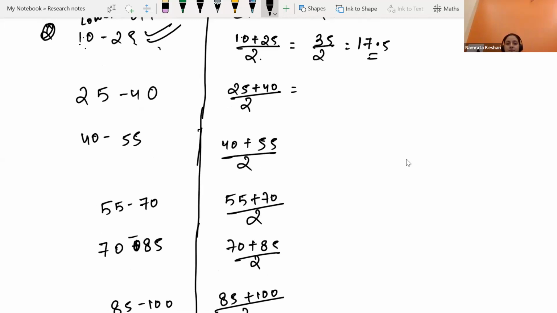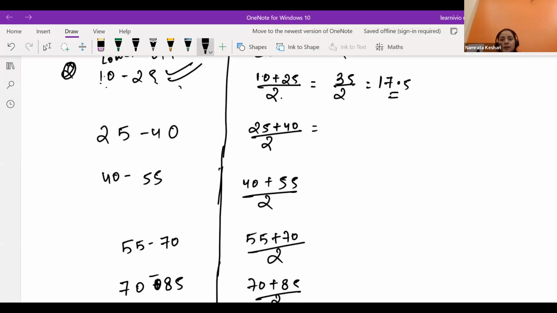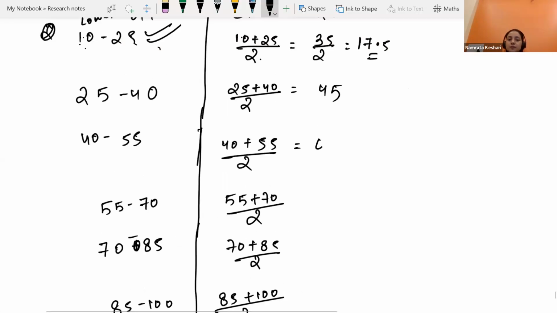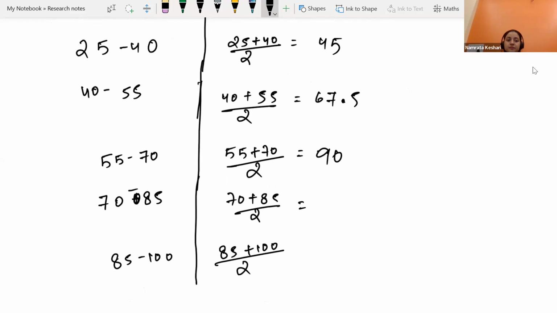What are you getting? Yes, 25 plus 40 by 2 is what? 45. 45. 40 plus 55, 67.5. Next. 90. 112.5. Next. 135.